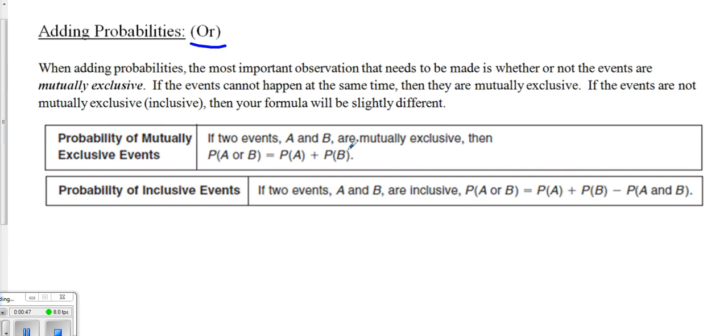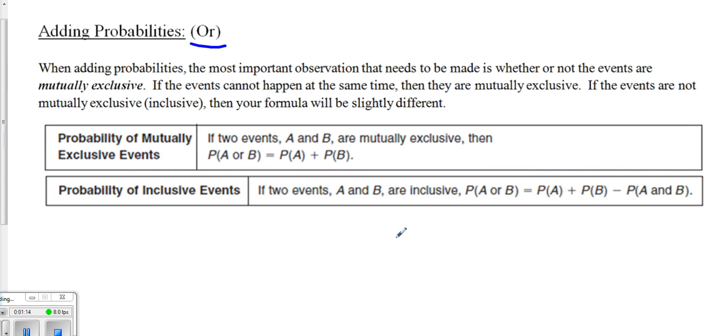So for example, if we're rolling a die and we wanted to know the probability of getting a 2 or a 3, well, you can't get both a 2 and a 3 at the same time, so you would just add the probability of getting a 2 with the probability of getting a 3, and that would be the probability of getting a 2 or 3 in one roll. Makes sense?